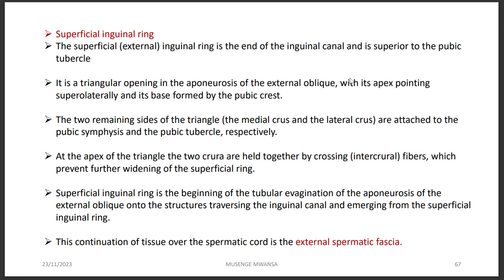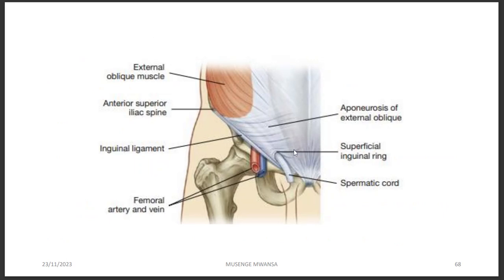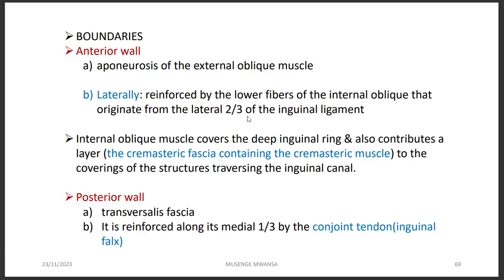Its apex is pointed superolaterally, meaning it is up and lateral. This is the one. Its apex is somewhere here on top and lateral. This is the superficial inguinal ring. The deep inguinal ring is more inside. What you need to understand more are the contents and the boundaries.